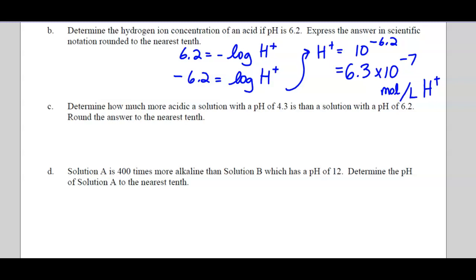So it says, determine how much more acidic a solution with a pH of 4.3 is than a solution with a pH of 6.2. Okay? So, smaller value, it's more acidic. So if we go back to comparing our hydrogen, H plus. With the pH, I'm just going to call this A and this B. Okay, so A over B.